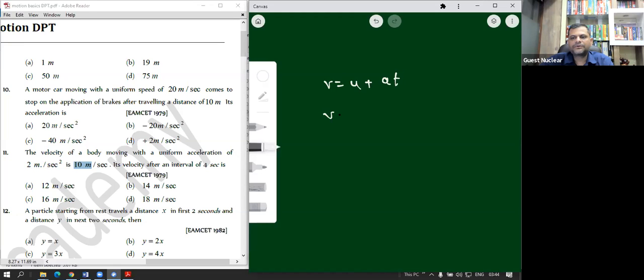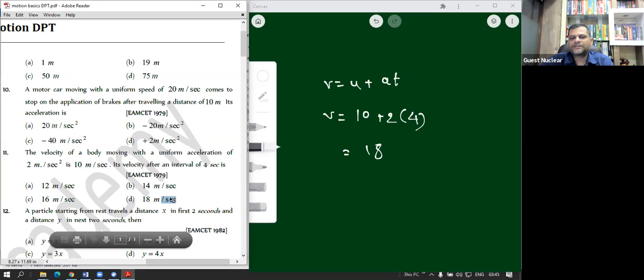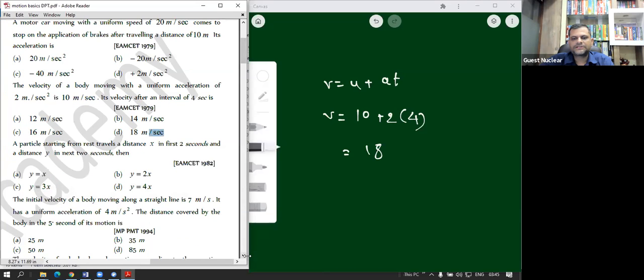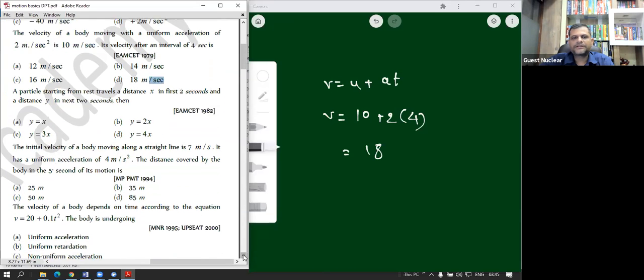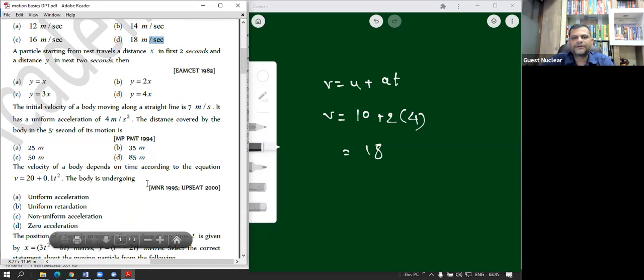सो v हमको निकालना है 4 सेकंड के बाद का वेलोसिटी. u दिया हुआ है ऑलरेडी 10 मीटर पर सेकंड और a is given already to be 2 and time t is going to be 4, so that we get 10 plus 8 which is 18, which is already there in this option number D here. Correct hai? Yes.